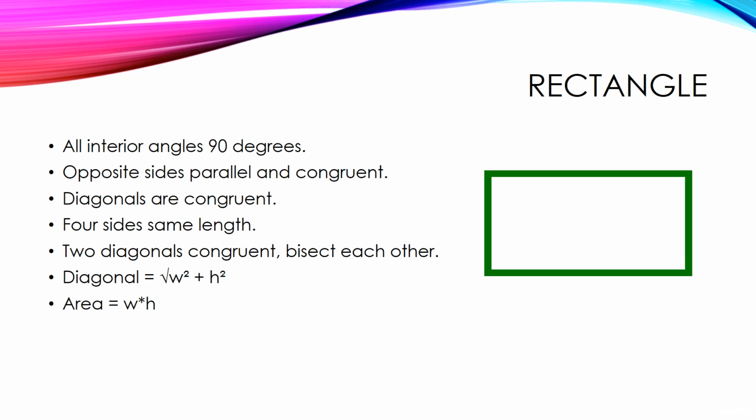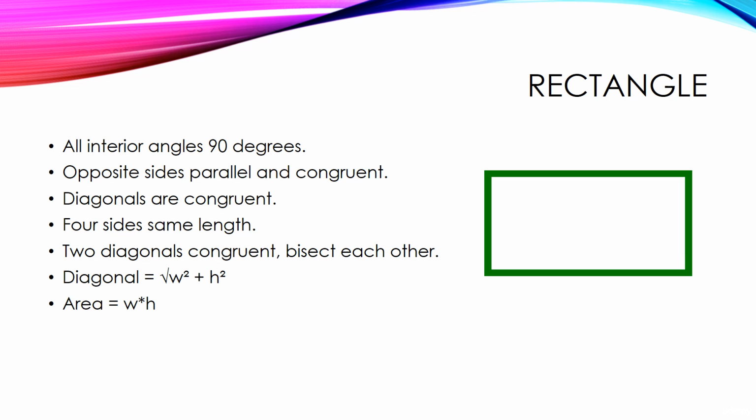Each diagonal bisects each other. In other words, the point where the diagonals intersect divides each diagonal into 2 equal parts. And each diagonal divides the rectangle into 2 congruent right triangles. Because the triangles are congruent, they have the same area, and each triangle has half the area of the rectangle.